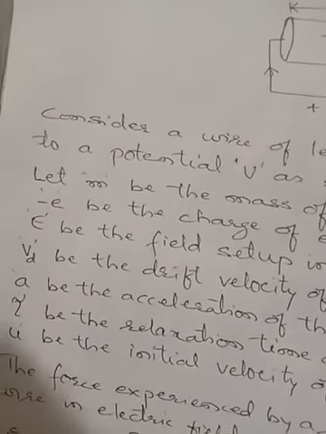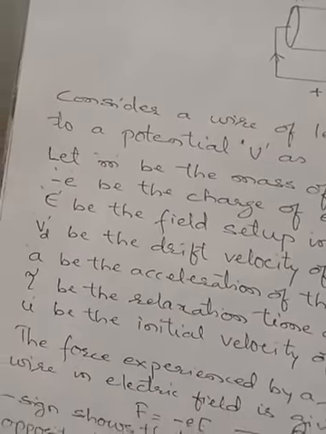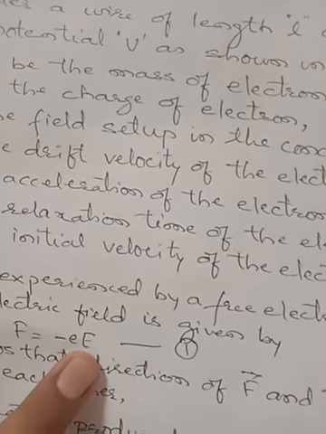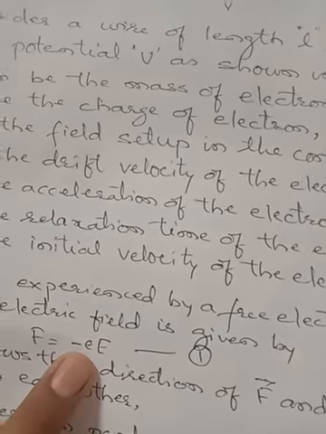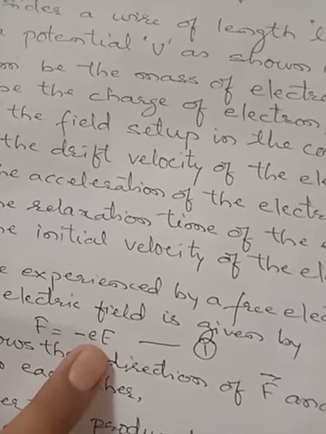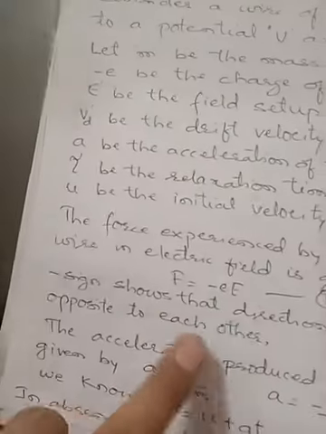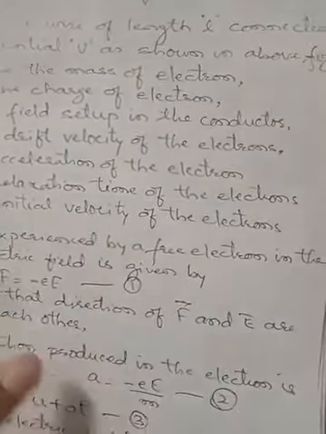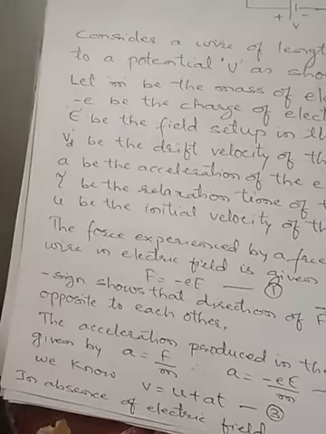Now we know that there is a force experienced by free electrons in the wire due to the electric field. So that force is given by F is equal to minus e into capital E. Minus e is the charge, and E is the electric field. So the negative sign shows that the force and the electric field are opposite to each other.